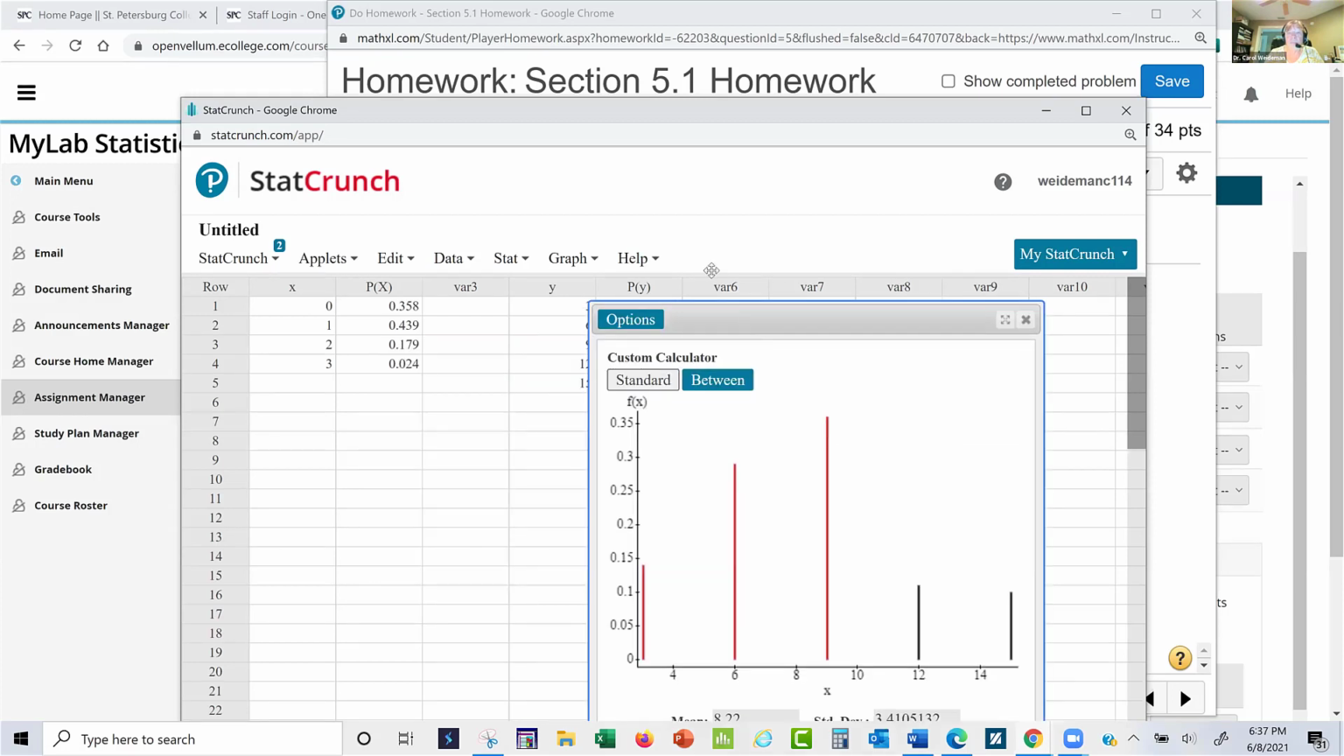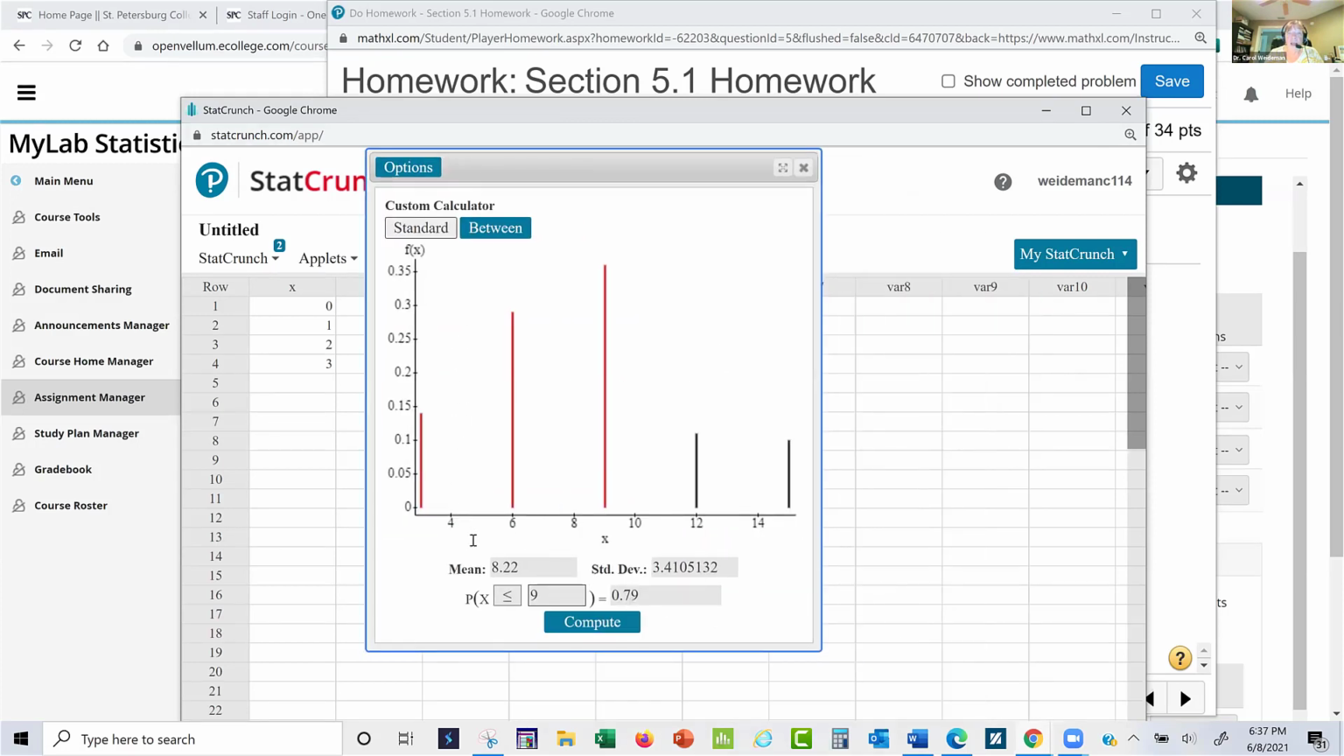Compute. Okay. So on average, the customers order 8.22 golf balls with this standard deviation. So mu is 8.2, if you just use one more decimal than the original number, and the standard deviation is 3.4.